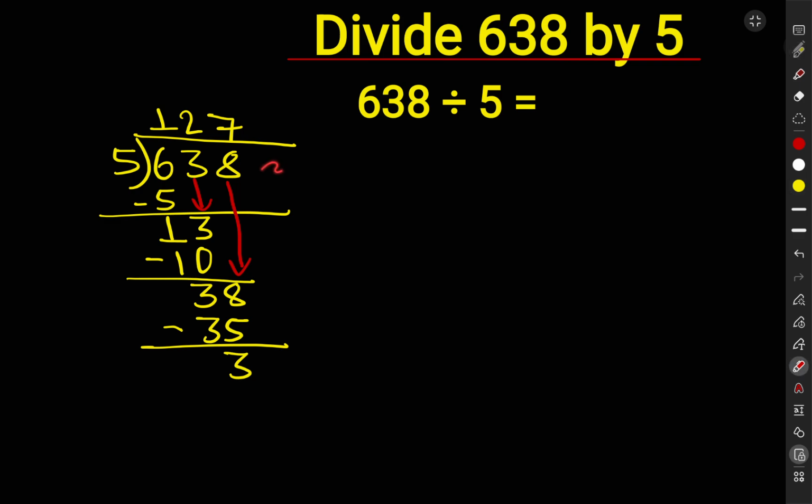So now we have no other number to put down. So we take a decimal here, so that we put 0. So it is 30, and 5 times 6 is 30. On subtracting, we get 0.